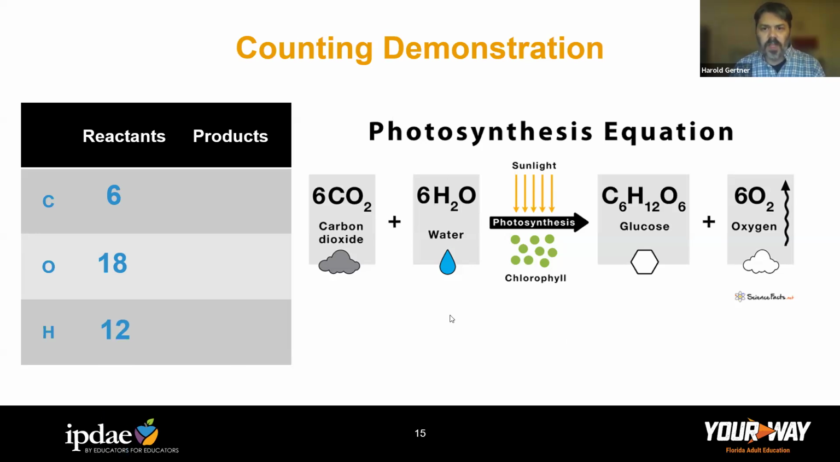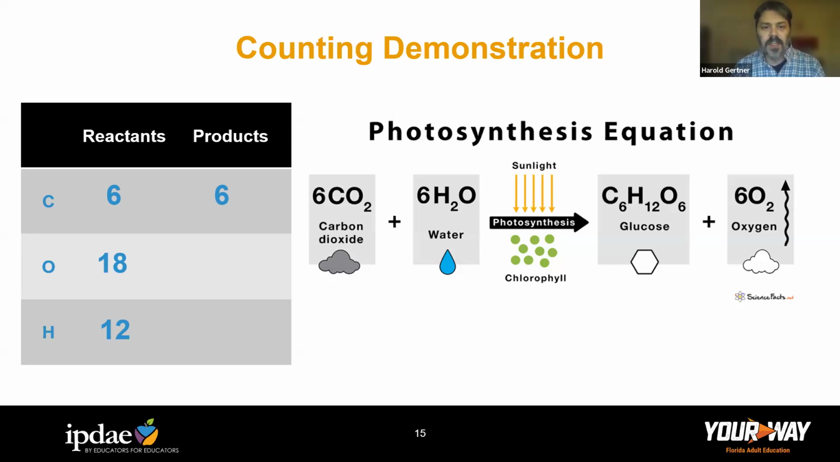How about on the product side? How about the carbons? How many carbons do we have over there? Yes, I see people coming in with six. Exactly. And here they are in our glucose. These are the only carbons. There's just C with a subscript of six. Excellent. How about on the oxygens?